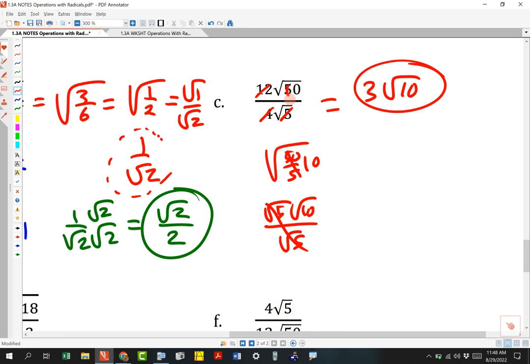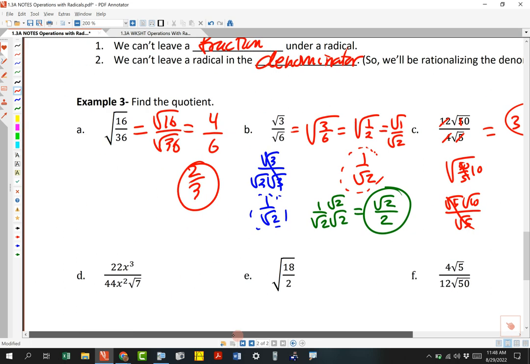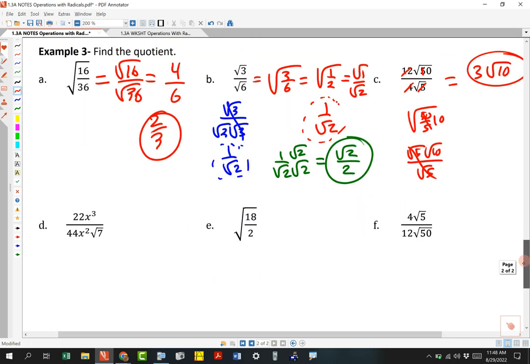If you want to think of it as just canceling like that, you can, although you do want to be a little bit careful with that. Everybody good? Any questions so far? Okay. Let's take a look at these guys.